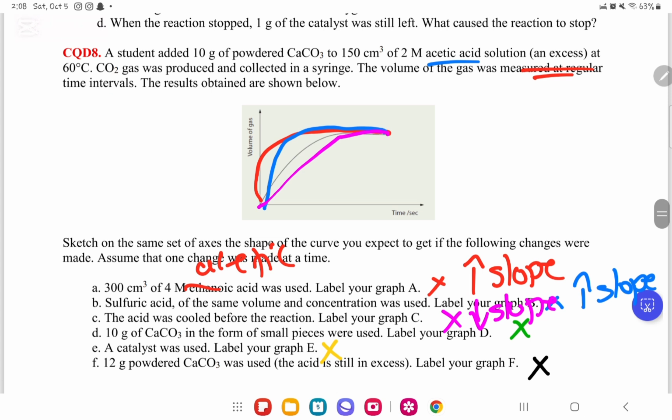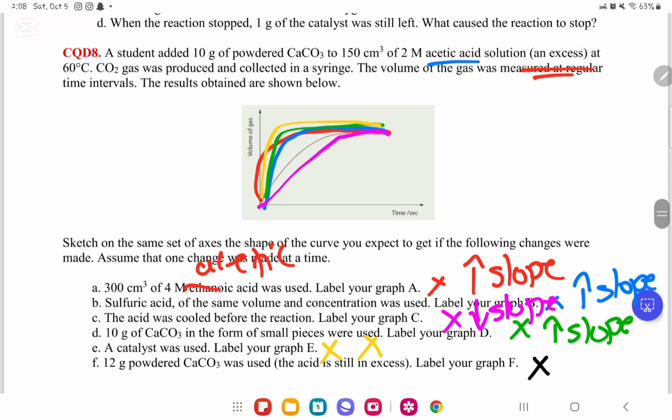Then part D will be in green. We increased the surface area, so that means we're increasing the slope. Part D is going to be similar to A and B. So let's say like this. All right. Part E in yellow, we used a catalyst. So of course, the slope is going to increase. It's going to look like this.